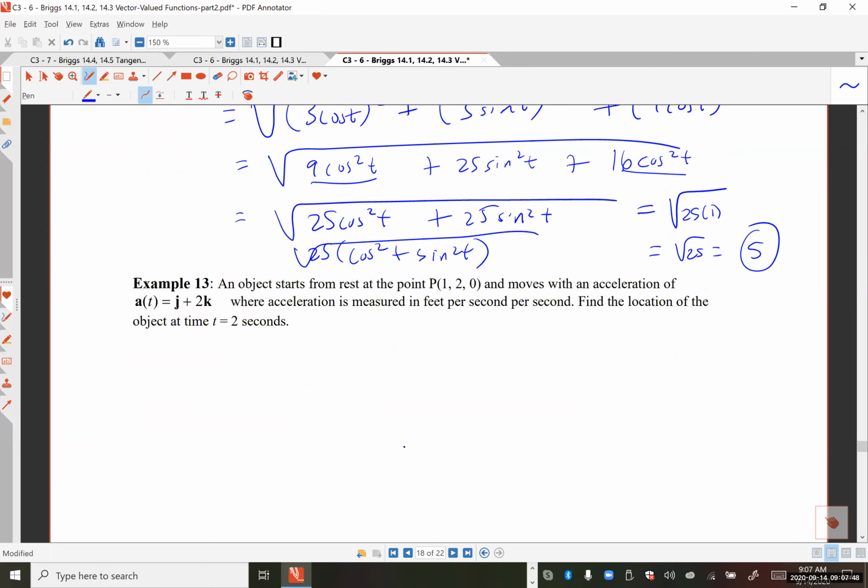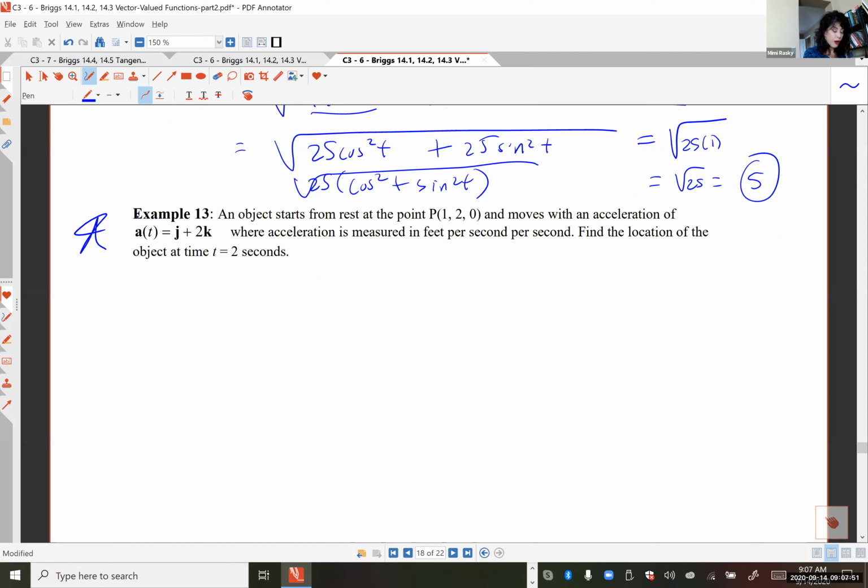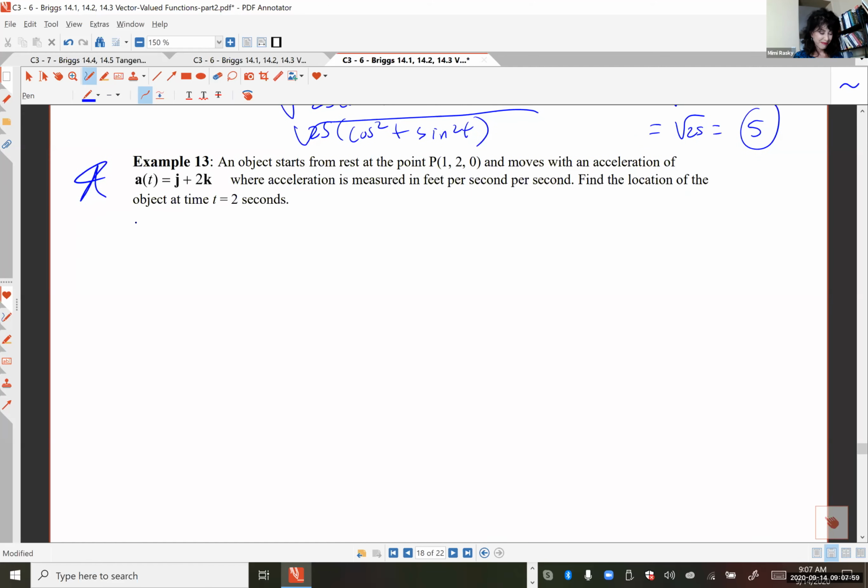Fine. Now let's do a tough problem that involves some knowledge from the last section. And I love these kinds of problems. Hint, hint: you'll probably see one on the midterm. So an object starts from rest at the point 1, 2, 0, and it moves with an acceleration, and they're giving you the acceleration vector there, in the format of a linear combo of the standard unit vectors. And acceleration is going to be measured in feet per second squared. Find the location of the object at time t equals 2 seconds.